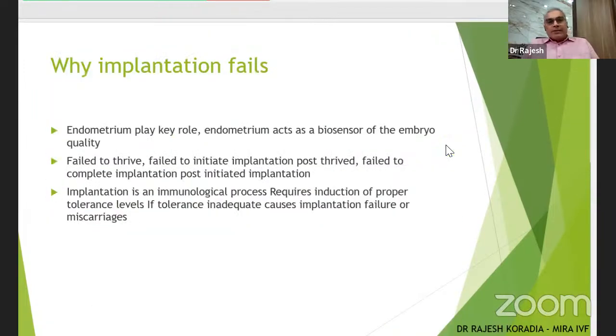Why does implantation fail? If everything is fine, why should it fail? The endometrium plays a very key role; it acts as a biosensor of embryo quality. The embryo may fail to thrive, fail to initiate implantation after thriving, or fail to complete implantation after it has been initiated. Implantation is an immunological process which requires induction of proper tolerance levels, and if the tolerance is inadequate, it causes implantation failure or miscarriage.